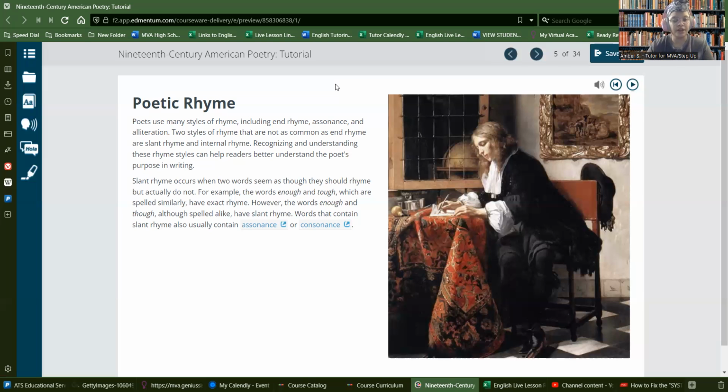Okay, so starting on slide 5 here, we have poetic rhyme, and they talk about different styles of rhyme. These are all things that you should be familiar with in some way. So we have end rhyme, assonance, and alliteration. And down here at the bottom, they do give you the definition of assonance and consonance, so you can click on those to open them up. But I do want to give you the definitions that they provide in this paragraph at least. The other types, you can and should definitely look them up.